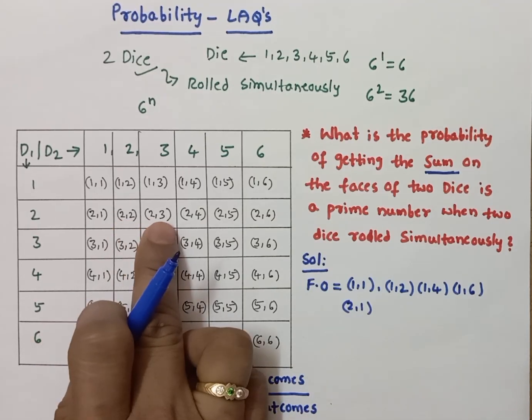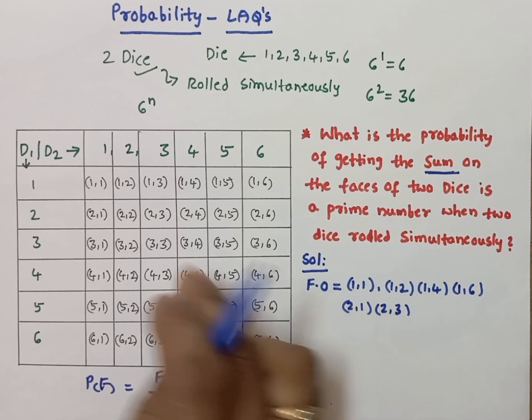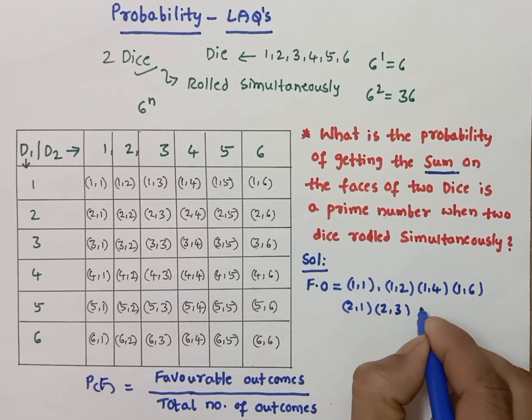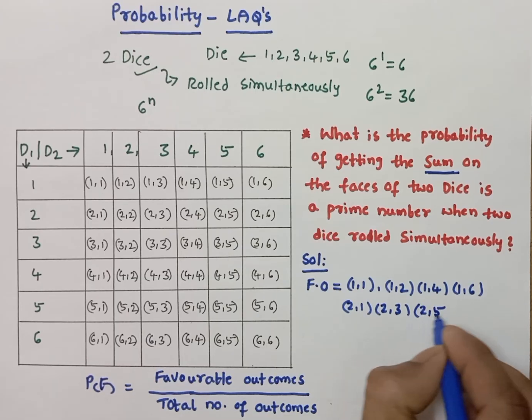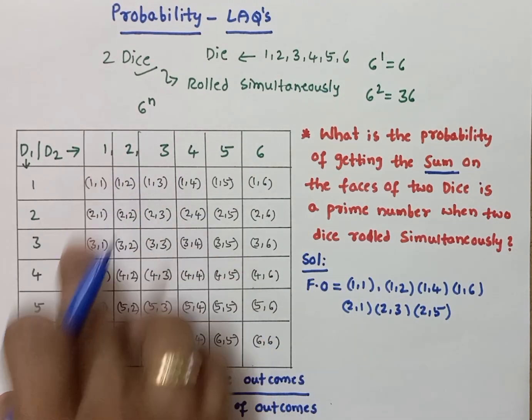Then it is a 4, and 2 plus 3 is 5, so you can consider 2 comma 3. Next, 6 we can't take, so 2 comma 5 we can take, it is a 7. With this we have completed the second row also. Like this you have to continue with all the remaining rows.